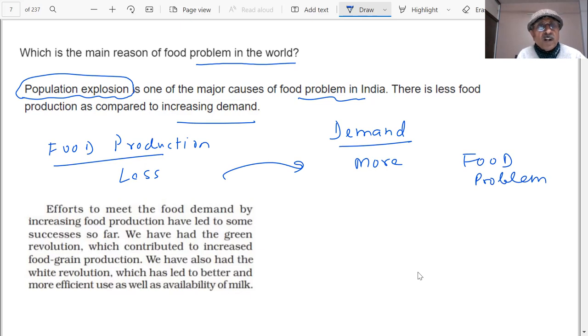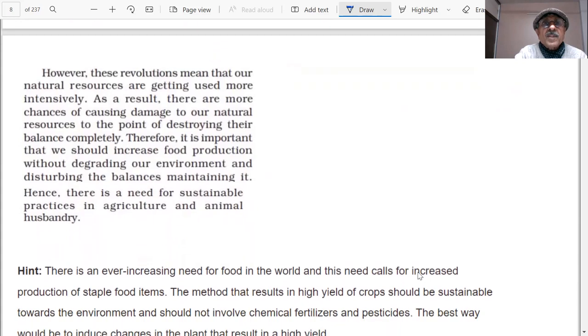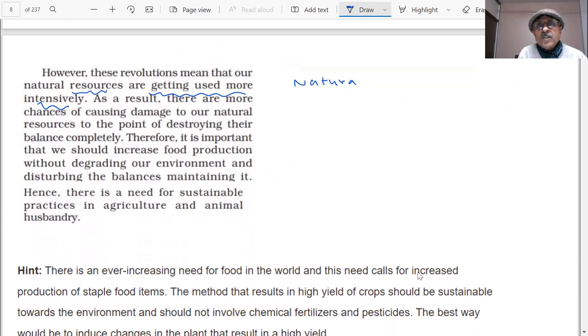Efforts to meet the food demand by increasing food production have led to some success so far. We had Green Revolution contributed to increased food grain production. We also had White Revolution led to better, more efficient use of availability of milk. However, these revolutions mean that our natural resources are getting used more intensively. So what is the problem, student? The natural resources are overused, students.